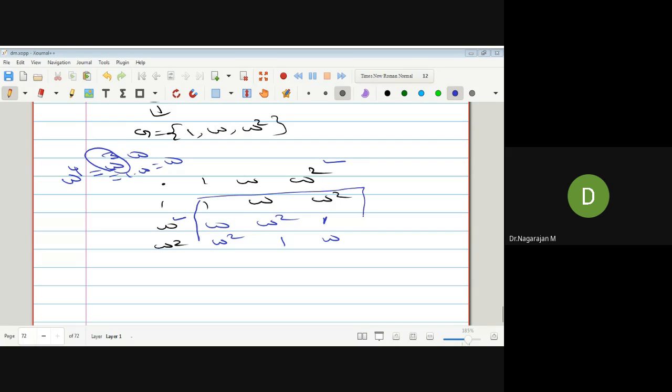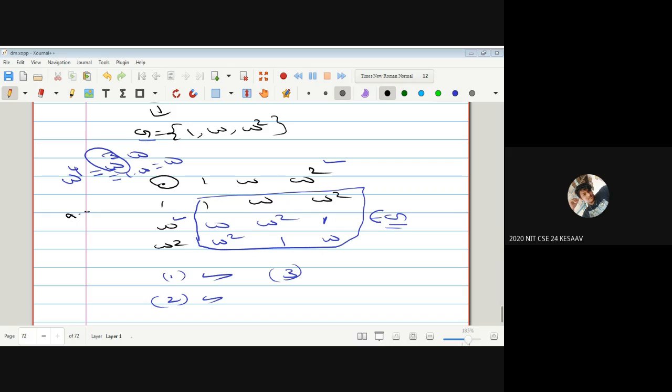Using this table, all values belong to G, because G is 1, omega, omega squared. Therefore, the calculation stays in G, so the first property, closure, is satisfied. Second property, associative law, is satisfied. Third property, identity law. The identity element for multiplication is 1, since A dot E equals E dot A equals A.